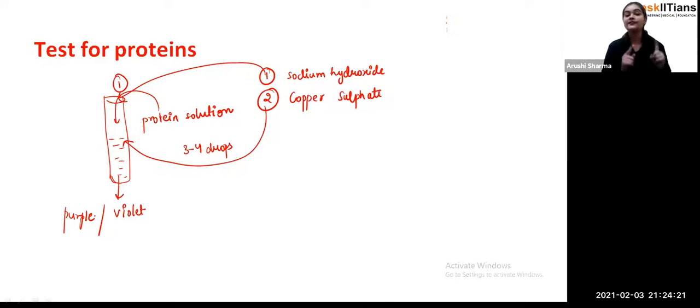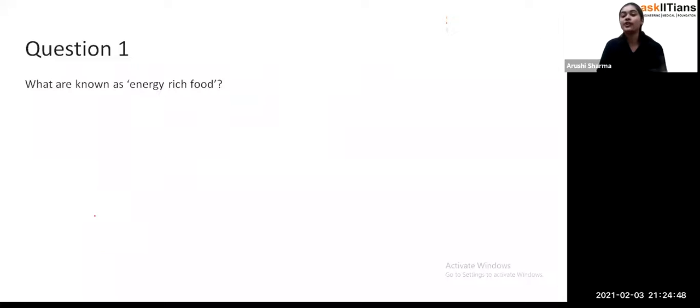And whenever you are doing the test for the protein, you have to follow the order. First, you have to add the sodium hydroxide solution, then you have to add the copper sulfate solution. What sodium hydroxide and copper sulfate are, these are just chemicals. You don't have to go that deep. You should just know the test for the protein and the test for the starch. Now we have completed all of the topics which we have to discuss in this session.